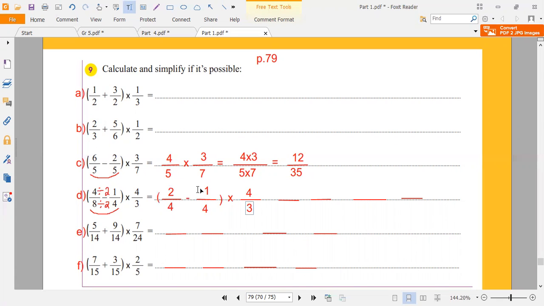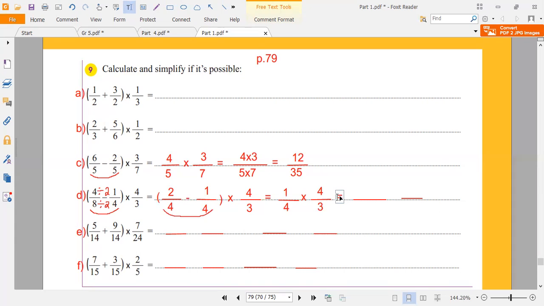Now we have to subtract these two fractions. We don't finish the parentheses. We have to get the answer of the parentheses. Now they have the same denominator, so we subtract the numerators and we keep the denominator. 2 minus 1, 1, and over 4 times 4/3.